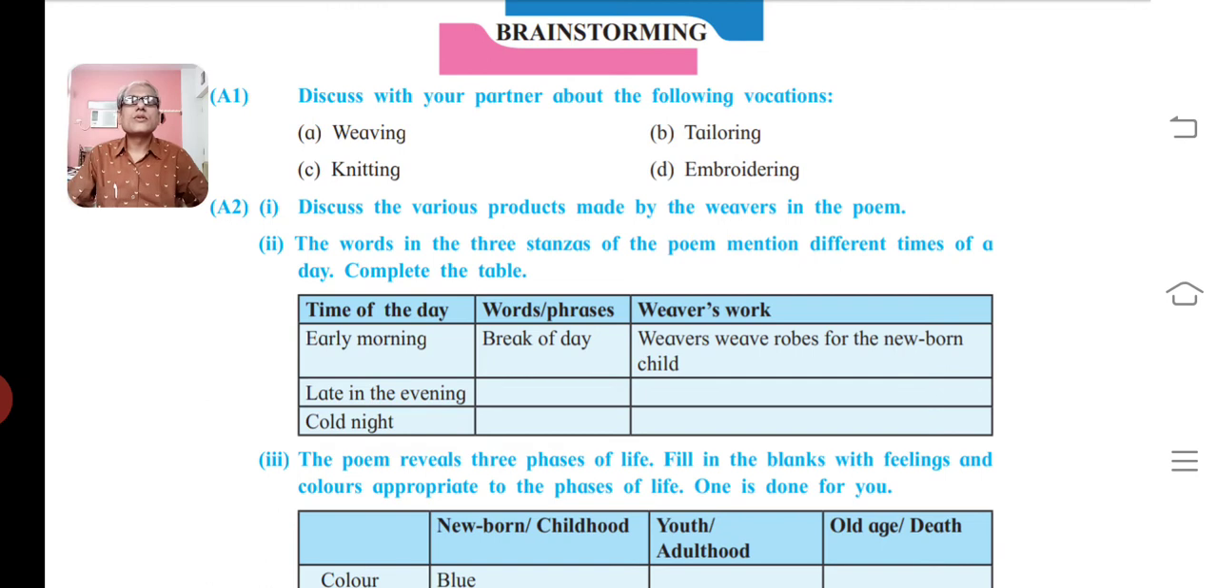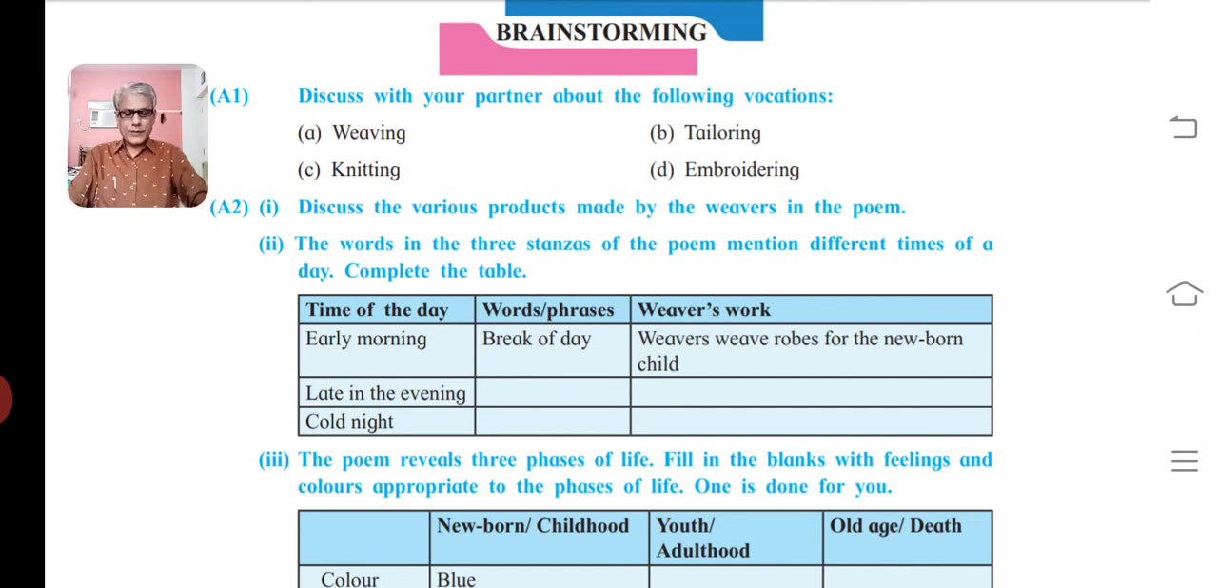Now let's go to the A2 activity. The first activity from A2 is: discuss the various products made by the weavers in the poem. Now here we'll have to discuss the various products made by the weavers in the poem. Now I tell you the answer.